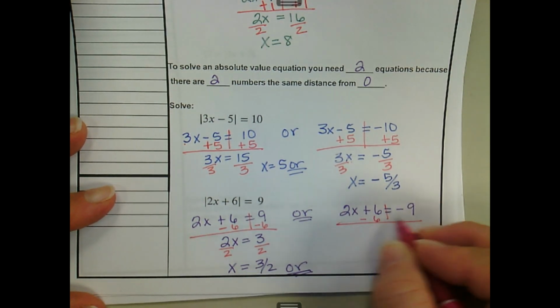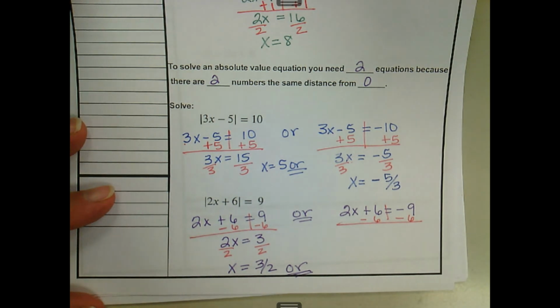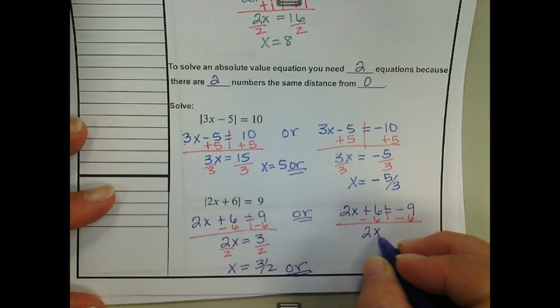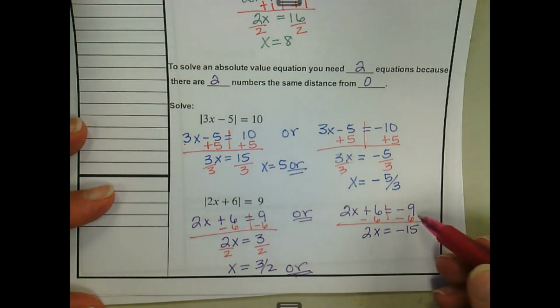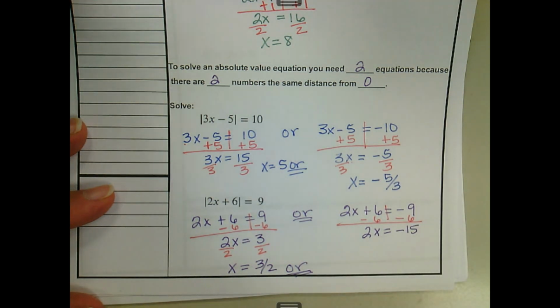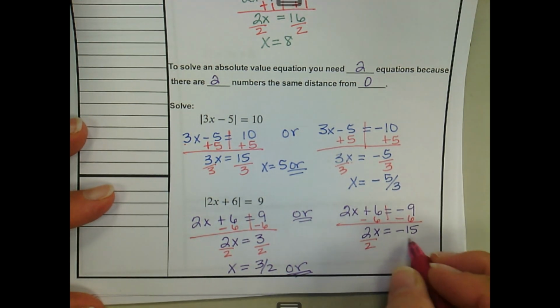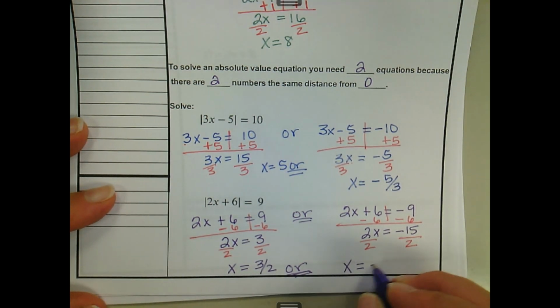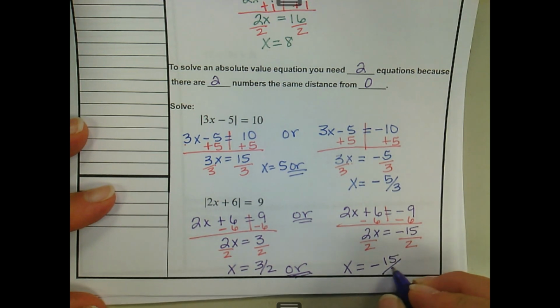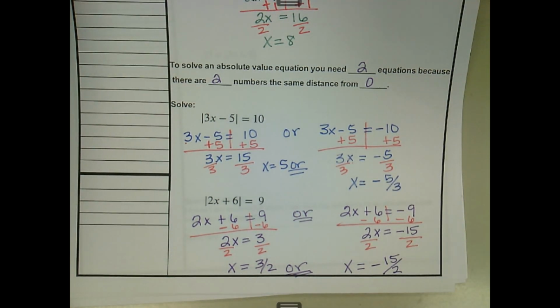Subtract 6. 2x is equal to negative 15. Negative 9 plus negative 6, or negative 9 minus 6 more, is negative 15. So I divide by 2, and x is equal to negative 15 halves, or negative 15 divided by 2. Do we simplify? No. It's in simplified form. It is an improper fraction, and that is okay.